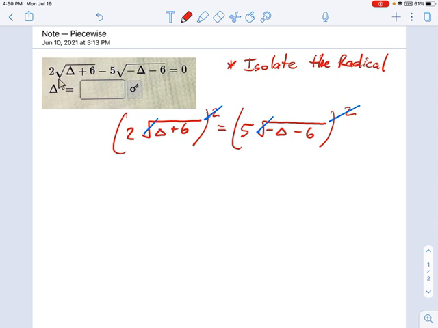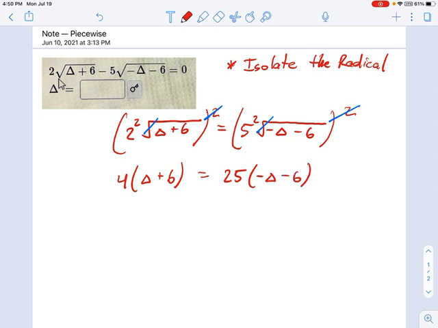So what this really turns into is 2 squared and 5 squared, okay? When you do something like this, this is what I'm doing here: I'm squaring something that has 2 things multiplied together. Remember what that is? That's a squared times b squared. So don't forget to square everything that is inside those parentheses. So let's keep going with this. 2 squared is 4 times delta plus 6 equals, well, 5 squared is 25 times negative delta minus 6.